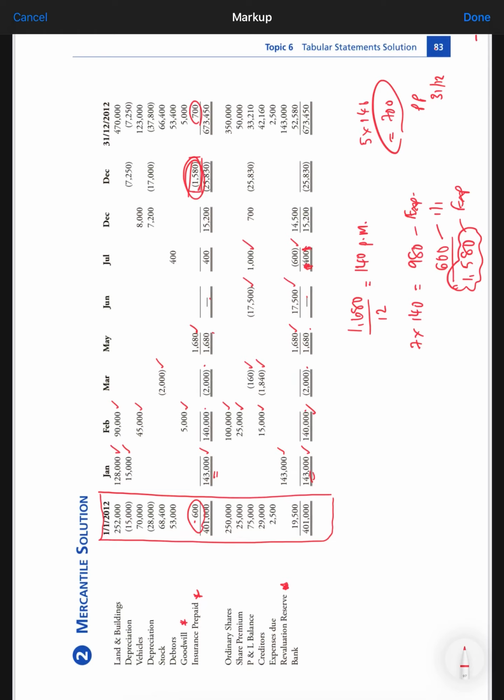All right. Now, if you come up here then, the debtors, the balance, they've paid you 600 of a debt of 1,000. So they owe you 400. So there's your balance for your debtors.